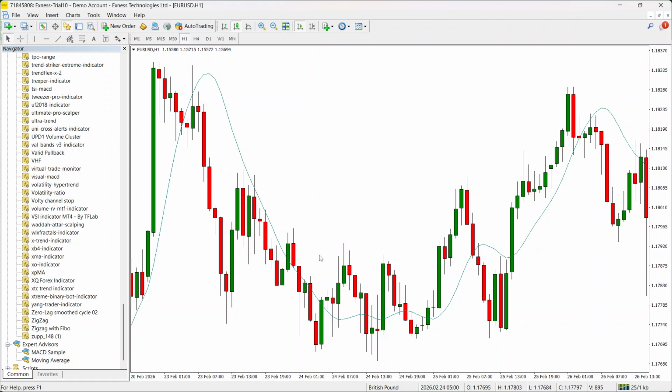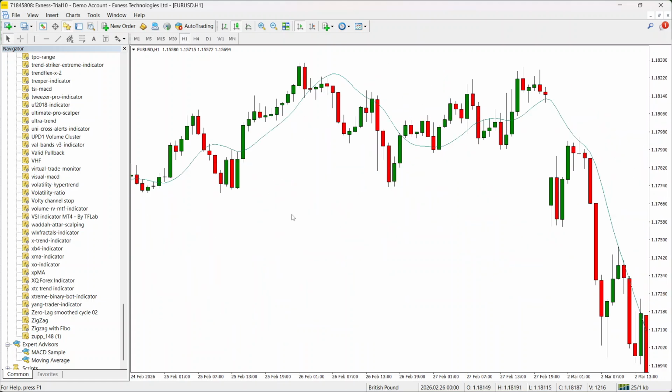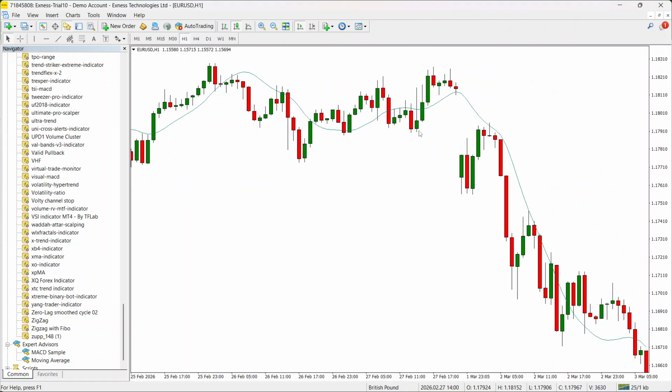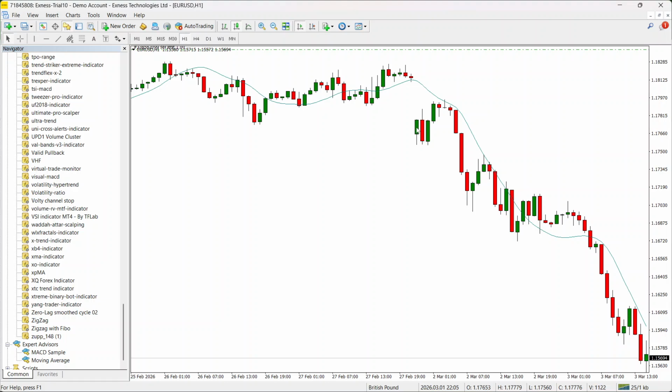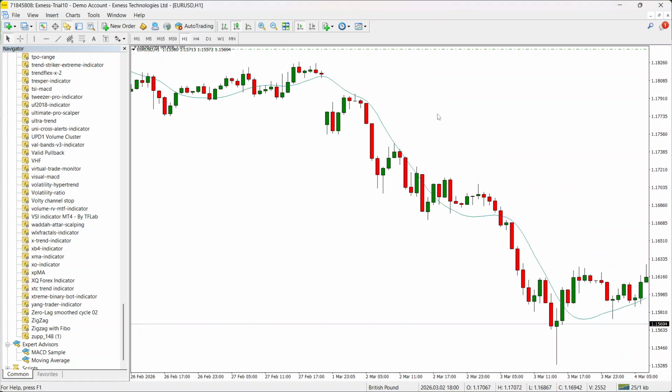As you can see, the young trader indicator plots a single moving average style line directly on your price chart. This blue line is our main line and acts as a moving average. When price is trading above the line, and the line is sloping upward, it visually suggests bullish conditions. And when price is trading below the line and the line is sloping downward, it suggests bearish conditions.